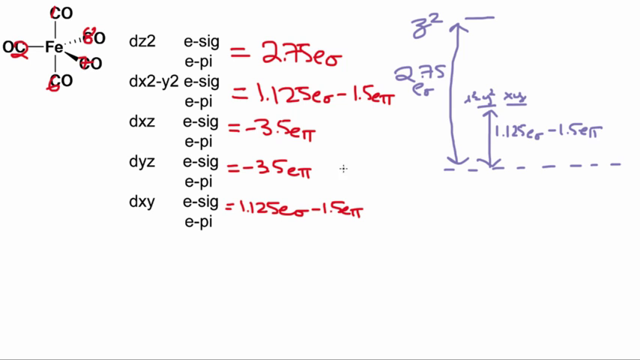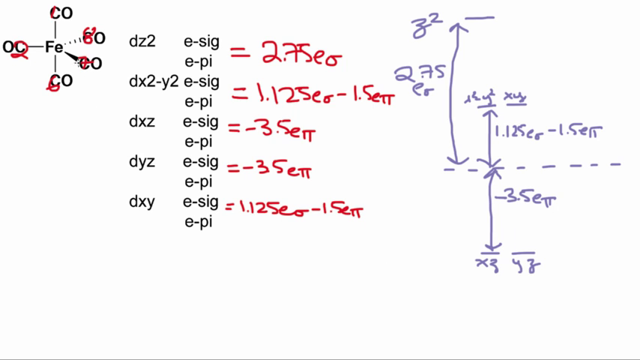And so finally, we can see right here that the dxz and the dyz are both going to go down in energy by 3.5 e pi, and so we can draw those down here. And they're going to go down by 3.5 e pi, and so we'll have the xz and the yz right here. And so as a check for ourselves, we can also make sure that all of these orbitals have the right degeneracy that we would expect in this case.